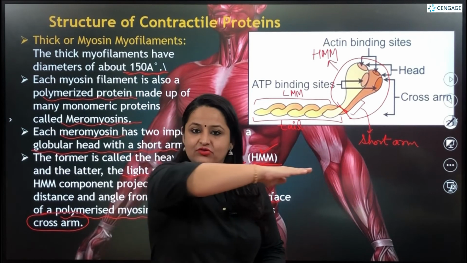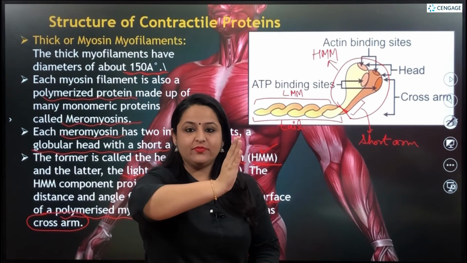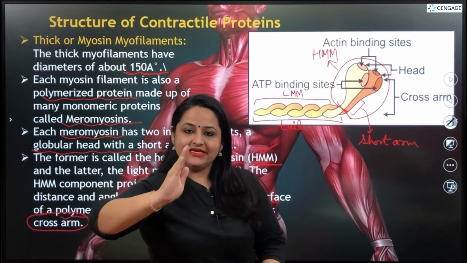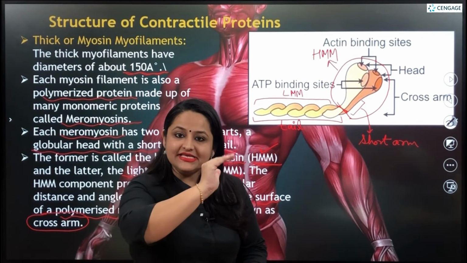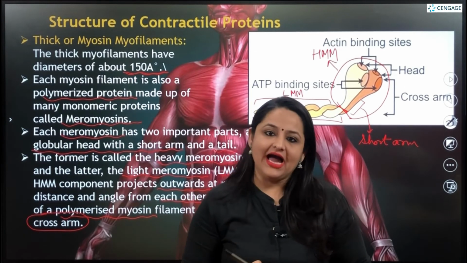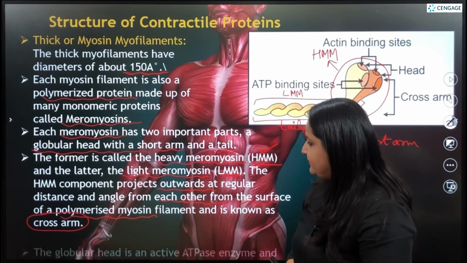Suppose this is the length of the filament altogether. So the head, the cross arm portion, will be projected this way along the whole length. Like this, like this, like this, they will be projected outwards. It is this part actually which is going to bind with the actin filament and it is going to initiate the contraction.